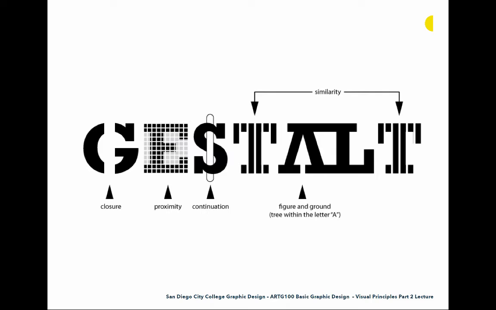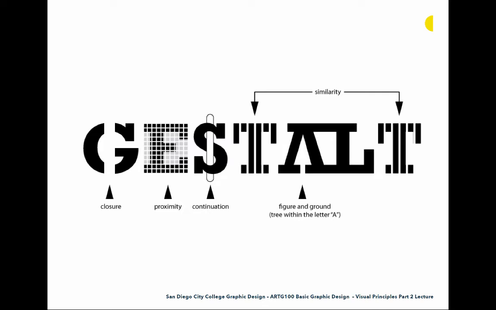And things that are further apart from each other, we are going to assume are not related to each other. So here, all of these black squares that are closer together and the same color allow us to know that those are related to each other and allows us to see this capital E.